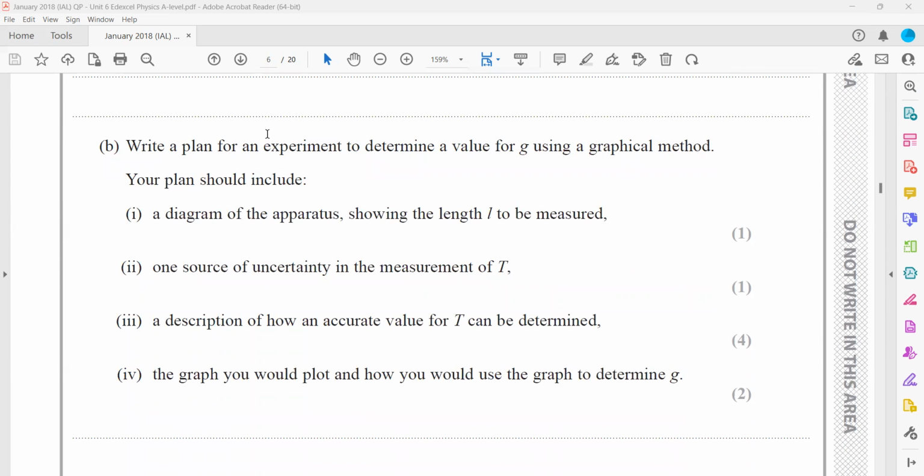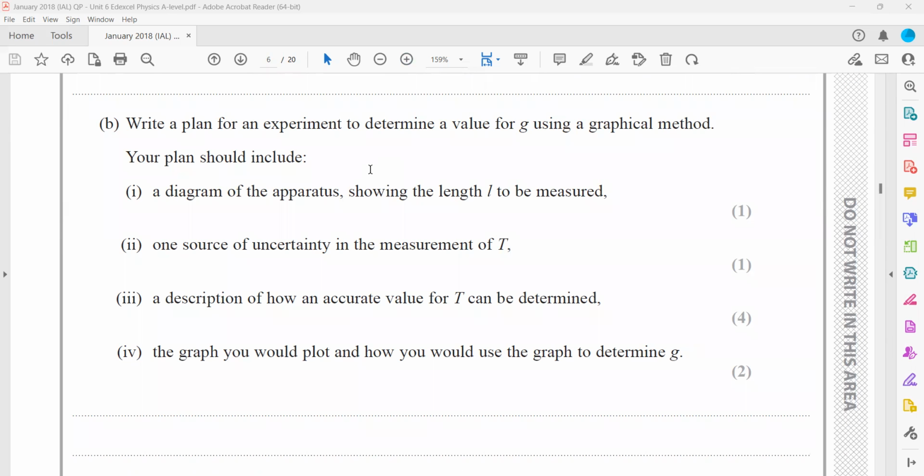Then you have to write a plan. Whenever a question is there in which you have to plan an experiment, try to answer each question separately, each part separately. Write a plan of an experiment to determine the acceleration due to gravity, or the value of g, using a graphical method. So you should be able to plot a graph.